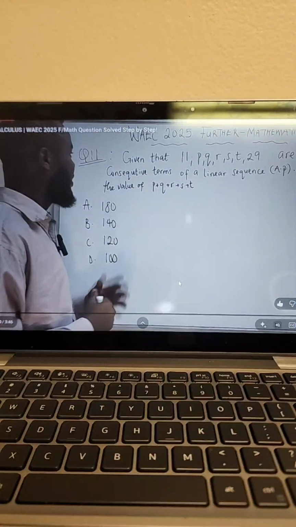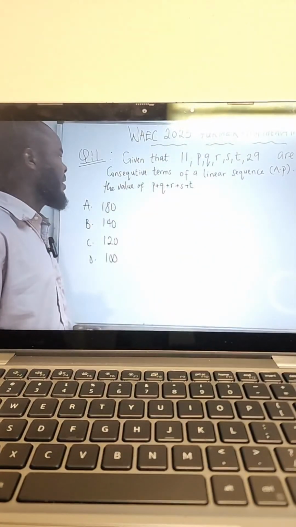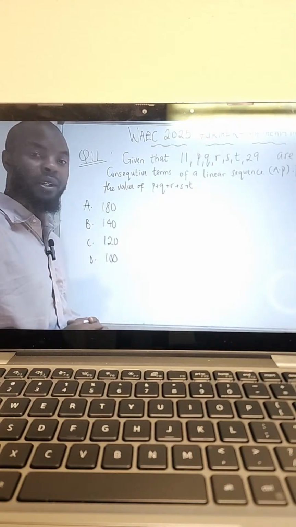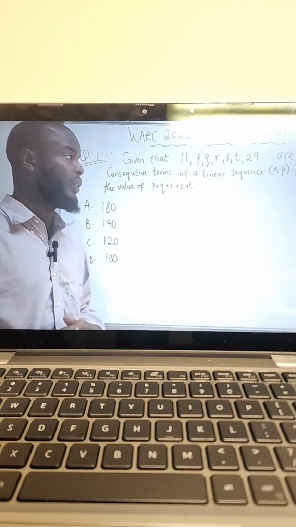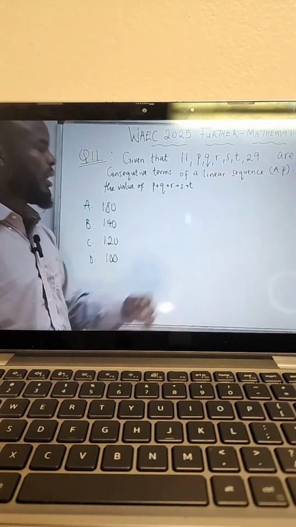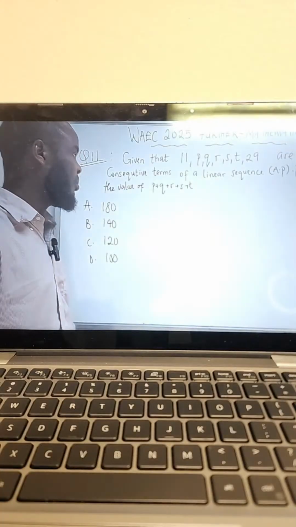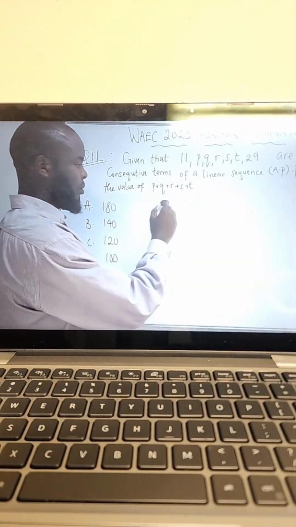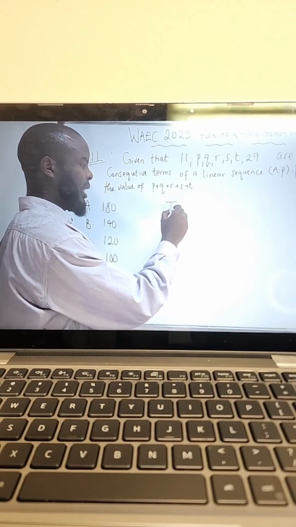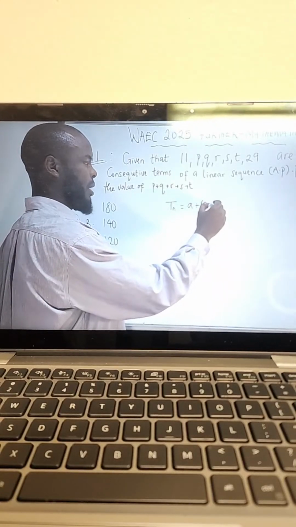Question 11. It says, given that 11, P, Q, R, S, T, and 29 are consecutive terms of the linear sequence, that is the arithmetic progression, find the value of P plus Q plus R plus S plus T. How do you do this? This is an arithmetic progression problem. Don't forget that for the arithmetic progression, to get the nth term, we have this formula: Tn equals a plus (n minus 1)d.